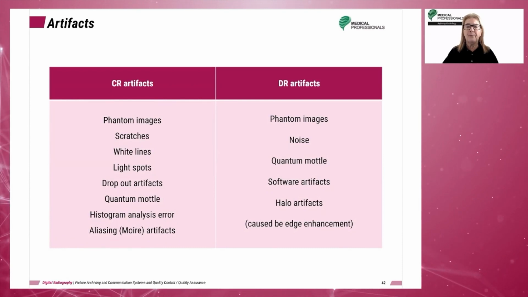Artifacts occur in both CR and DR imaging systems. The most common source of CR artifacts is the imaging plate. Artifacts that appear on most or all images are typically the result of problems with the plate reader. DR system artifacts may be caused by electronic faults in the detector elements, or DELs, and by software problems.